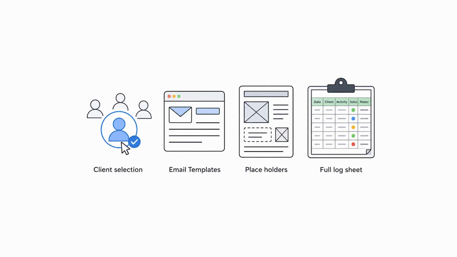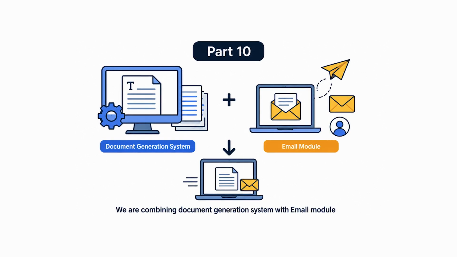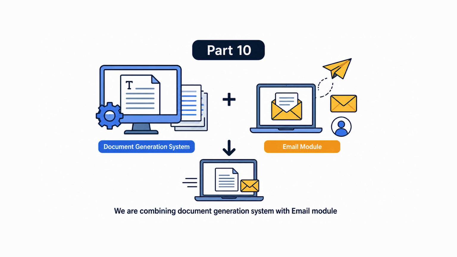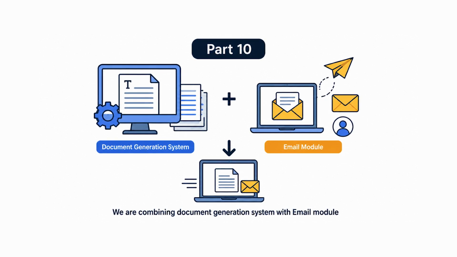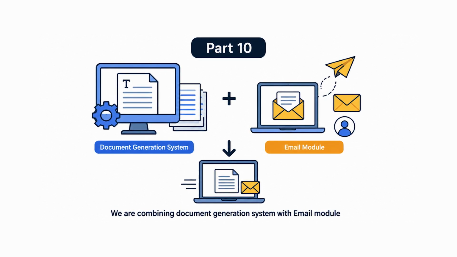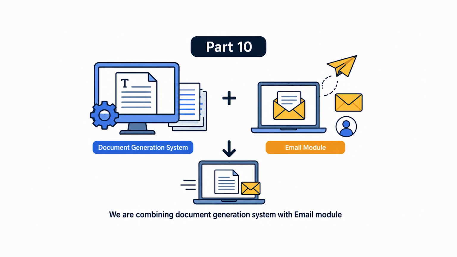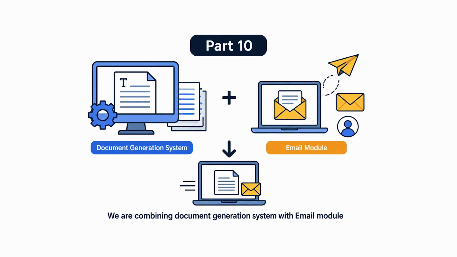We now have client selection, email templates, placeholders, and a full log sheet, all running inside of your CRM. There's a starter template in the description if you want to build it yourself. Part 10 is next. We are combining the document generation system with this email module, so the CRM can create and send proposals, onboarding documents, and client summaries in a single click.